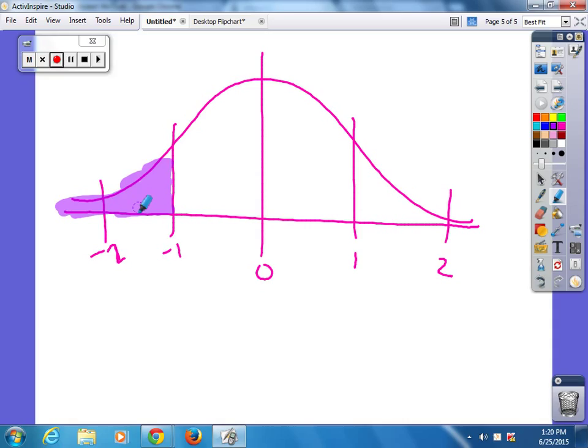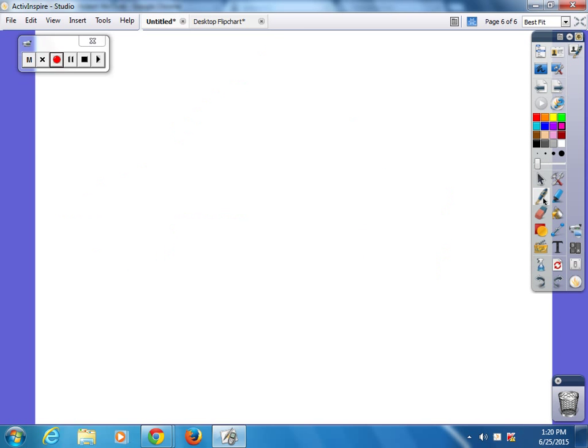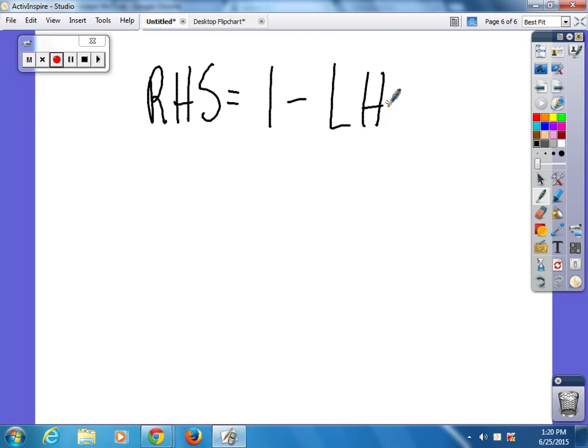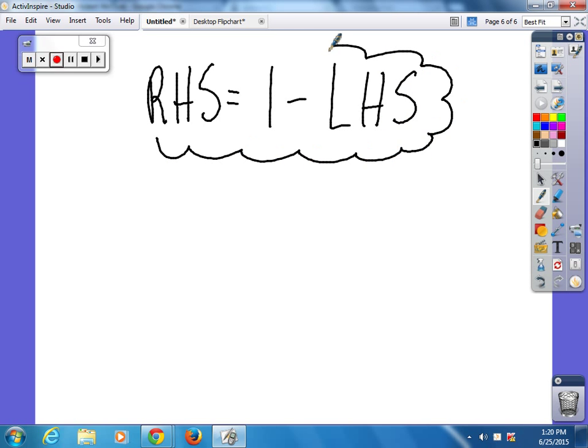So sometimes the question will ask you to find this side. Sometimes the question will ask you to find this side. Now, if they asked you to find the right-hand side, why is that a problem? Well, I'm going to show you in just a minute, but I need you to all write this down. Right-hand side is equal to 1 minus the left-hand side. Write that down. Very important.